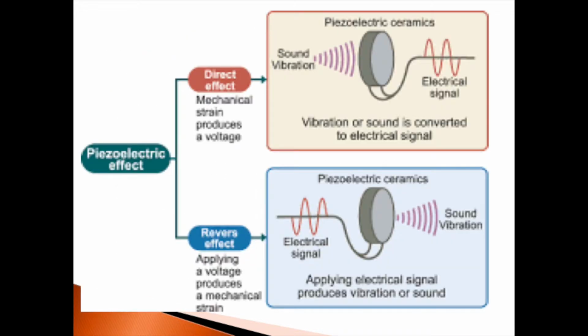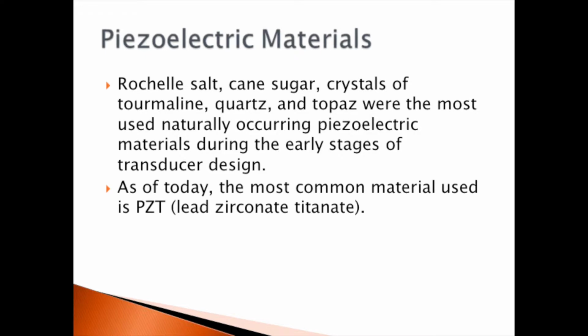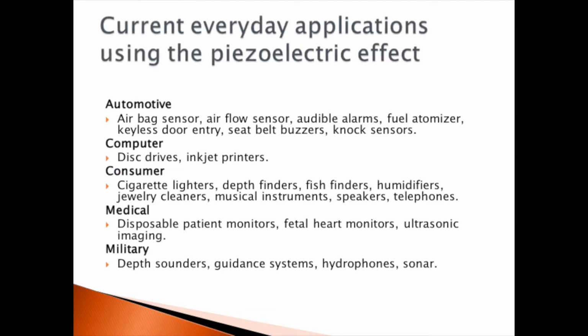By measuring the time between when the sound was sent and received, the amplitude of the sound, and the pitch of the sound, a computer can produce images, calculate depths, and calculate speeds. During the early stages of the transducer design, the most common materials used were Rochelle salt, cane sugar, crystals of tourmaline, quartz, and topaz. As of today, in the transducer ultrasound crystals, PZT is the most common material, which stands for lead zirconate titanate. The piezoelectric effect is commonly utilized today.